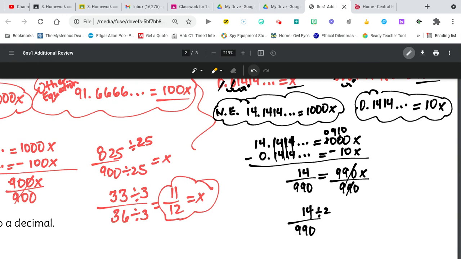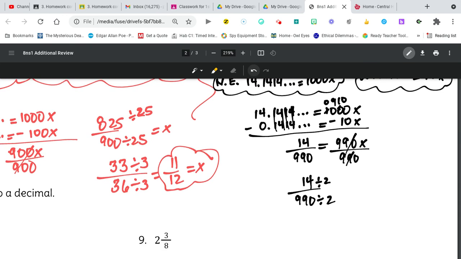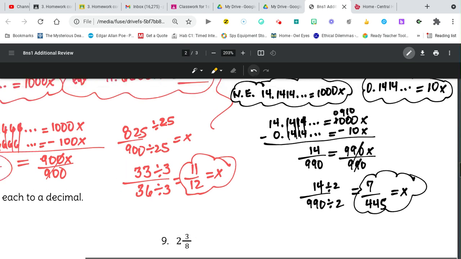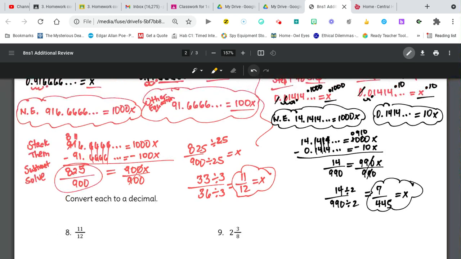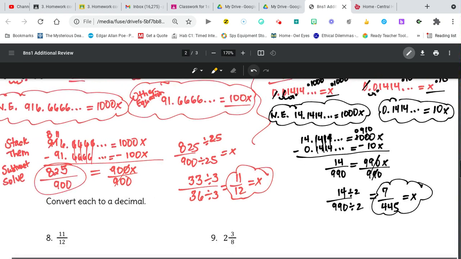Both of them are even, so I'm going to divide by 2. Half of 14 is 7. Half of 990 is 495. And that's in simplest form. So I'm done. All right. Hopefully that helped, guys.